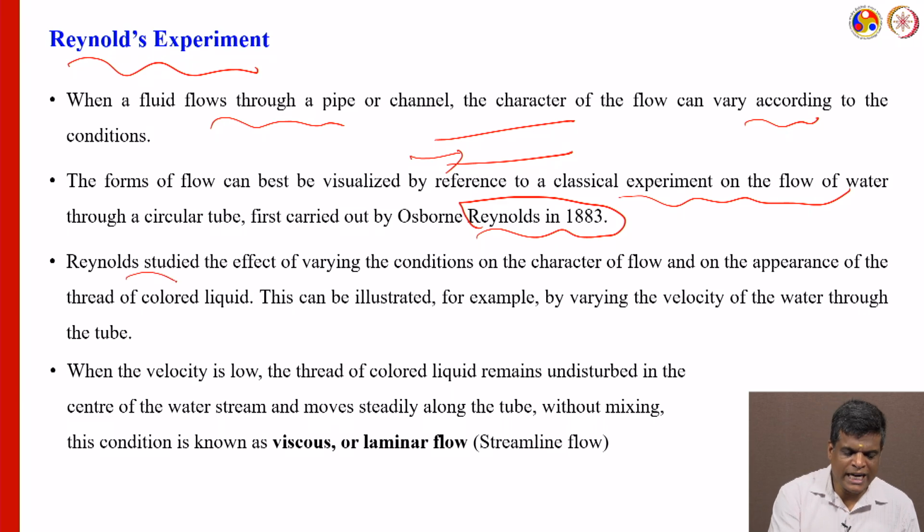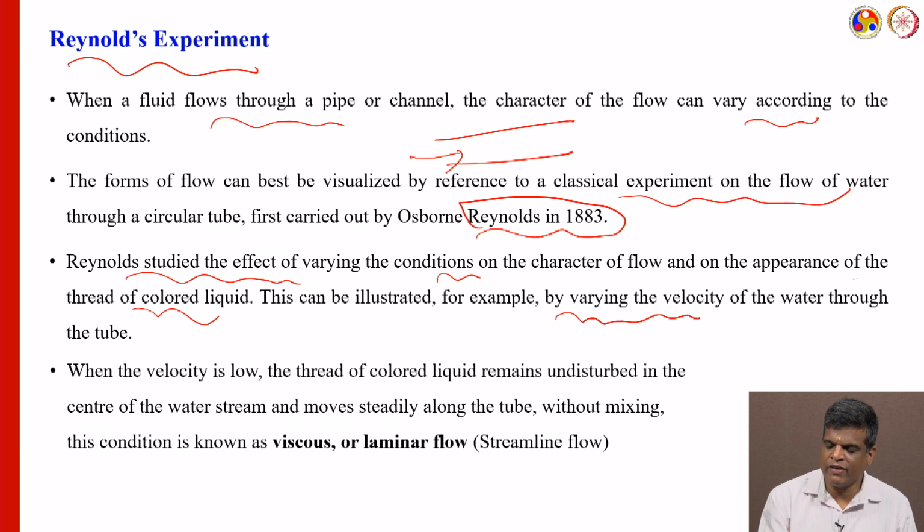Reynolds also studied the effect of varying conditions on the flow of a colored liquid. For example, varying the velocity: if you vary just the velocity, what happens? That part was also studied.